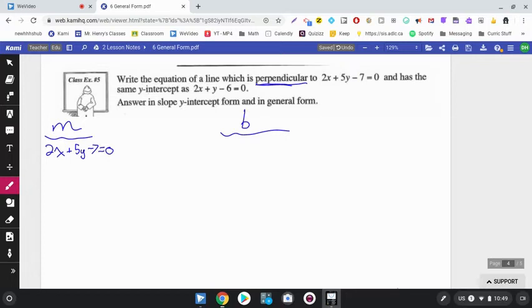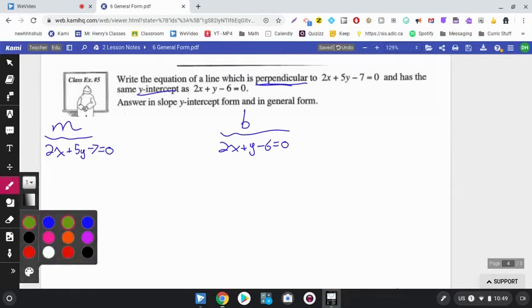And then it has the same y-intercept as 2x plus y minus 6 equals 0. So if I find the y-intercept from that one, I know the y-intercept of my line. So this will tell me one piece, this will tell me one piece, and I go through from there.